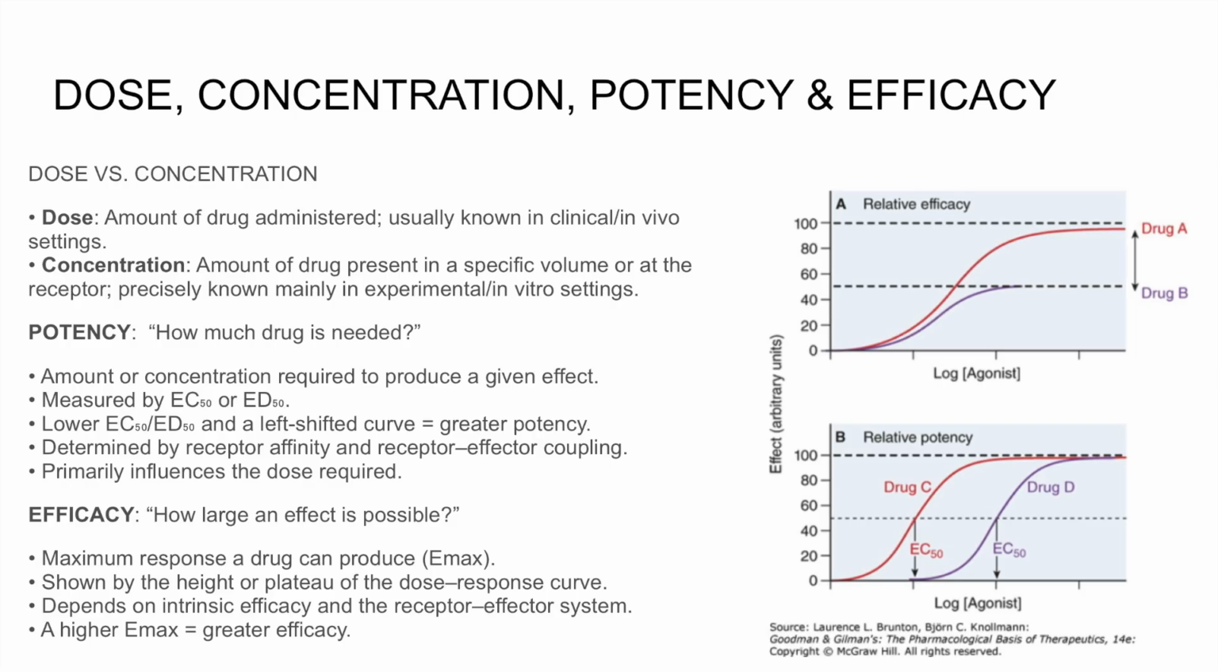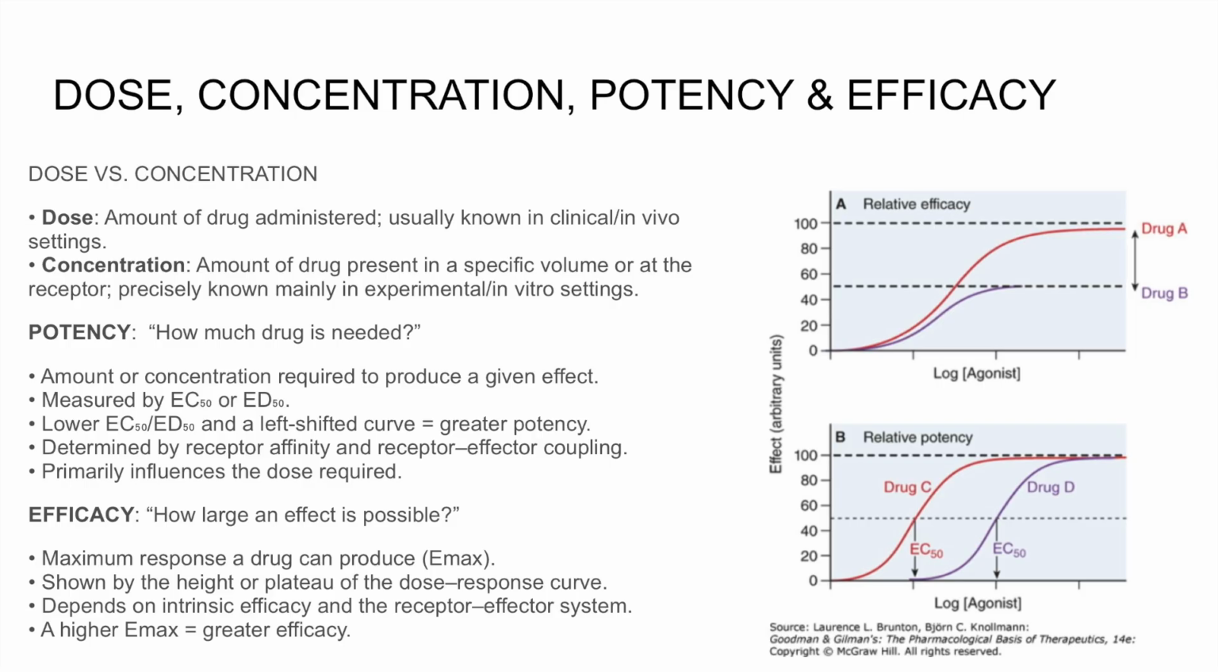Potency answers the question, how much drug is needed? It is commonly described using EC50 or ED50. A lower EC50 or ED50, and therefore a curve shifted to the left, indicates a greater potency. Efficacy answers how large an effect the drug can produce. It is represented by Emax, or the height of the curve's plateau. A higher plateau means a greater efficacy.